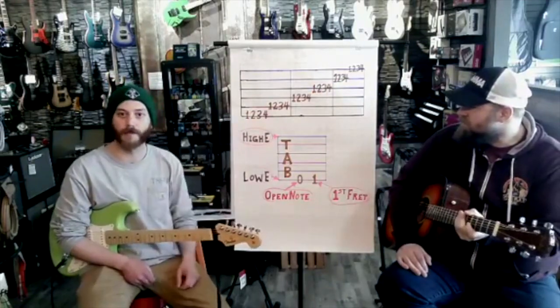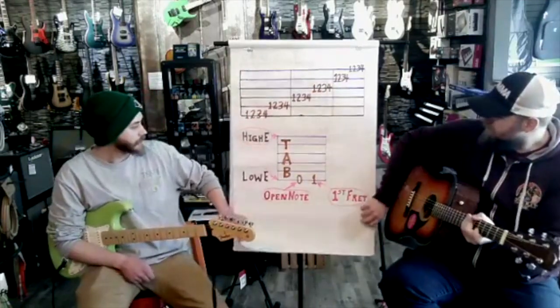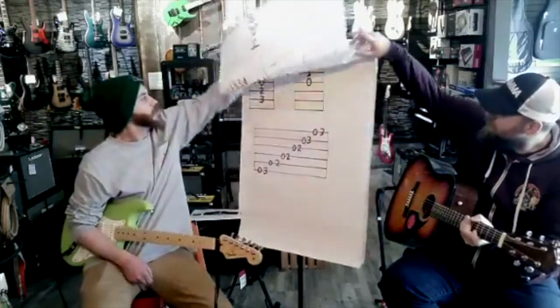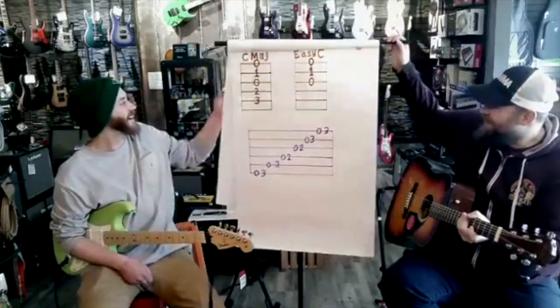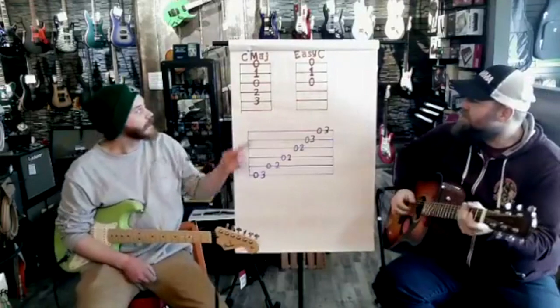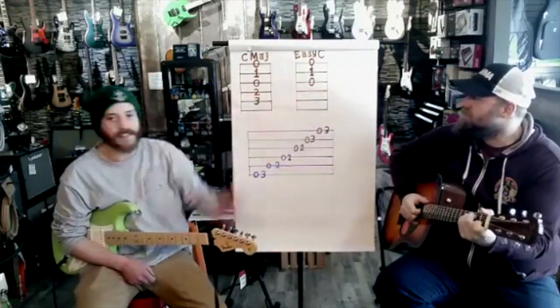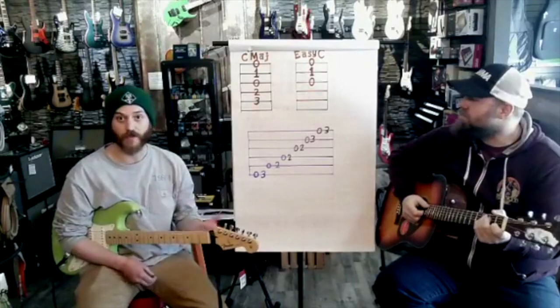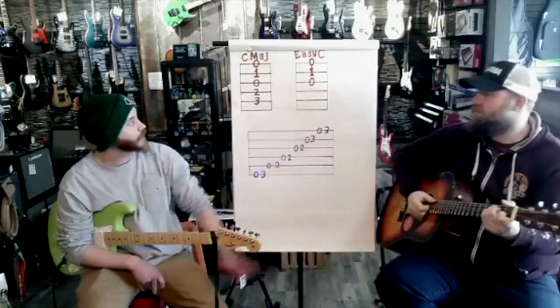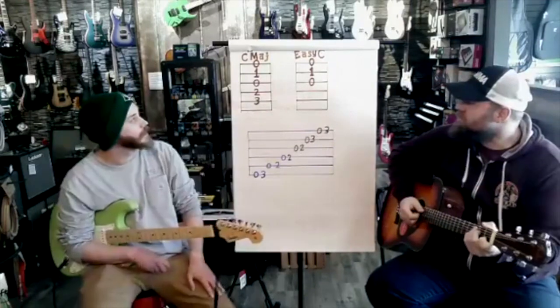We're going to go into a little bit more detail now. There we go. So here we have the C major chord and the easy C chord laid out in tab version. So we'll start with the easy one, and then we'll do the more complicated one here.